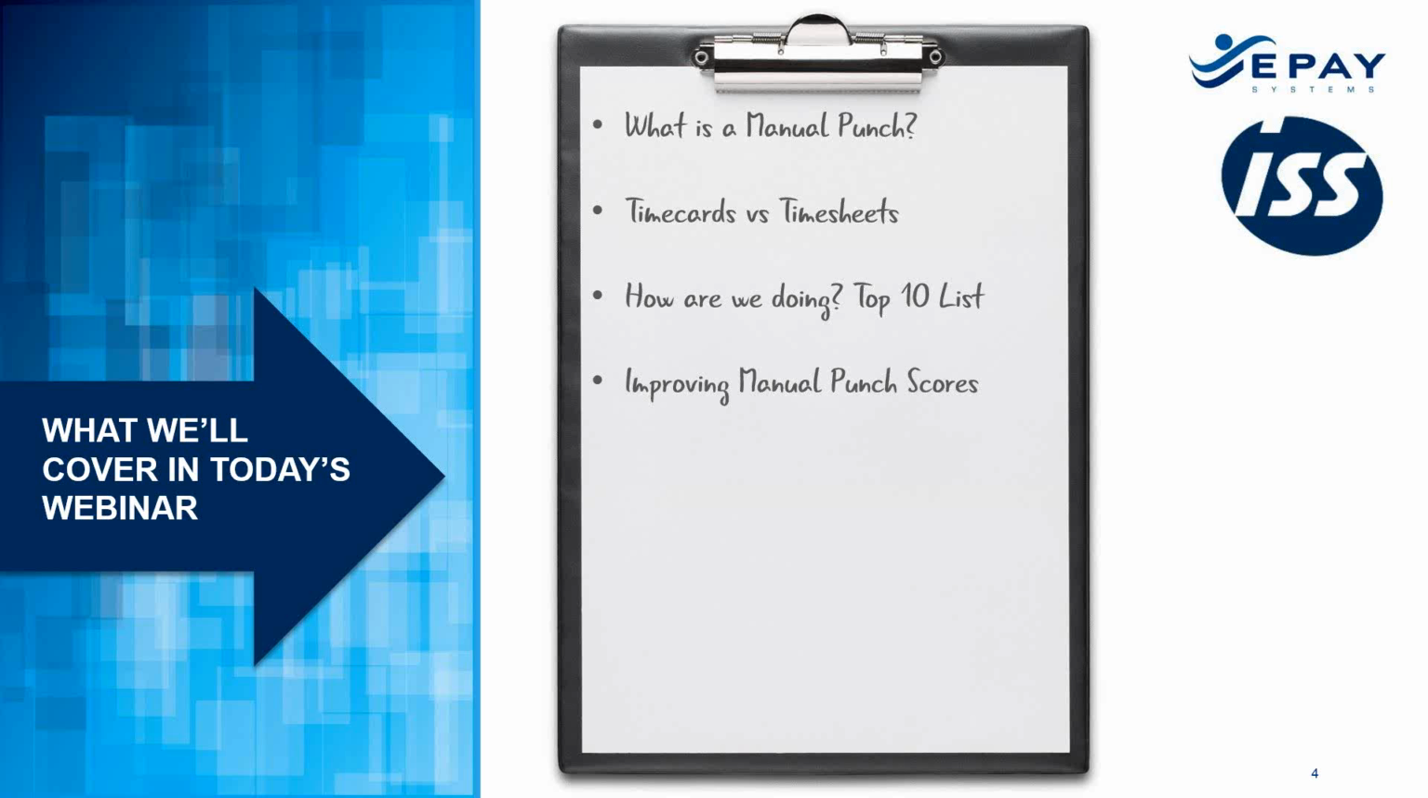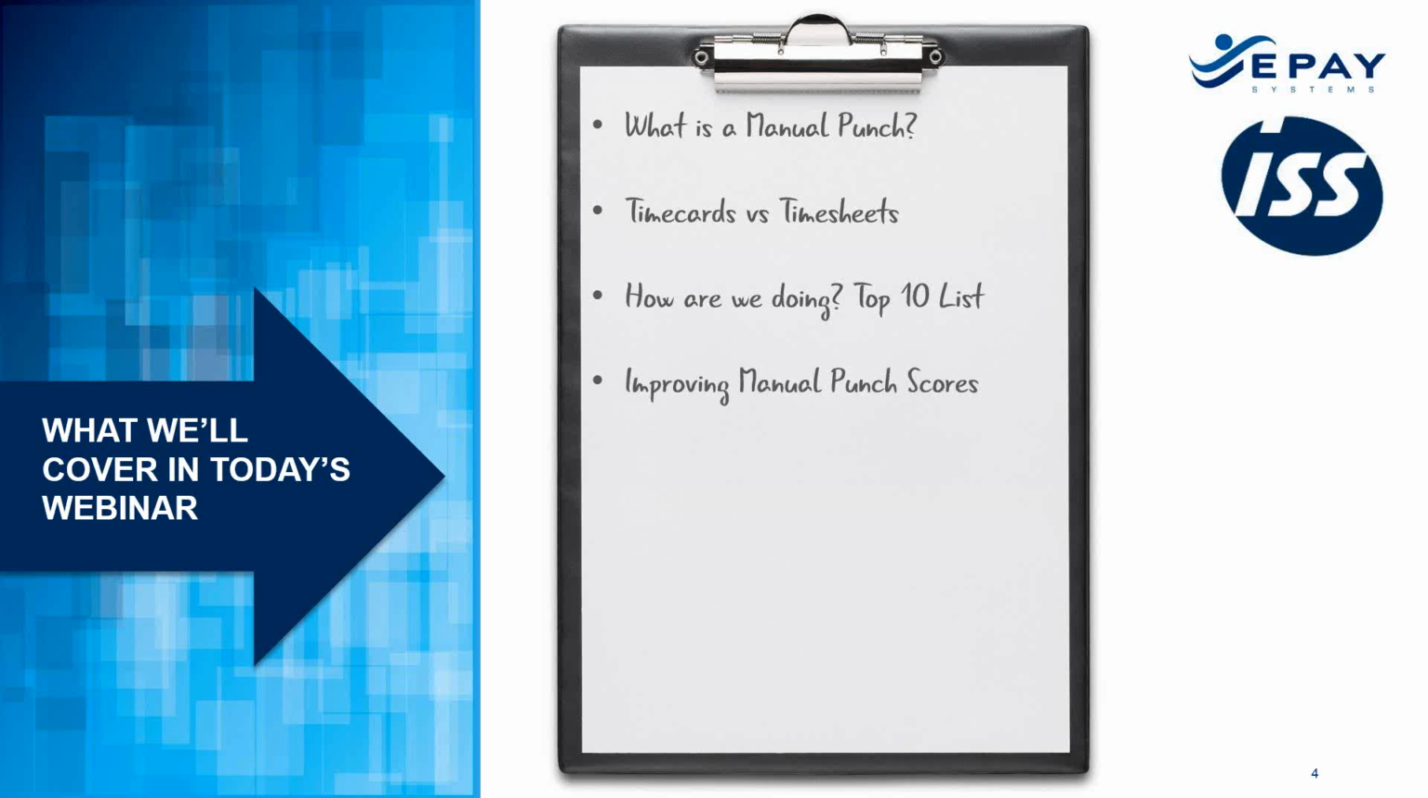And these are a couple items we'll be covering. We're going to define what exactly is a manual punch. I'm also going to discuss, kind of a review for most of you, the difference between time cards and time sheets. Then we're going to show you the top 10 locations and give you some statistics on how we're doing as relates to manual punches only. And then we'll wrap it up with tips on how to improve upon that manual punch score.